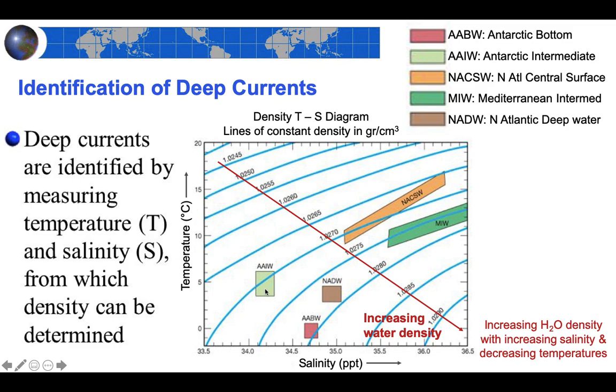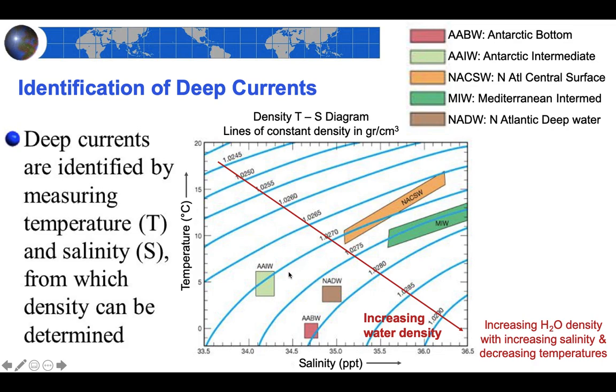This one here in this light green box represents the Antarctic intermediate water, and this orange parallelogram shows the North Atlantic central surface deep water. And we looked at the diagram earlier, and so you can see where this is sitting as a little sandwich between the two other layers.